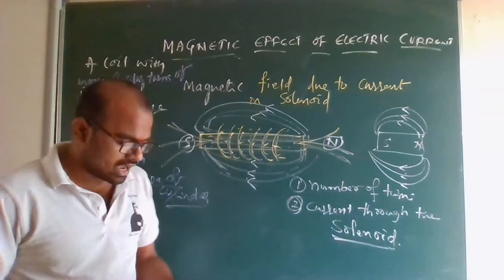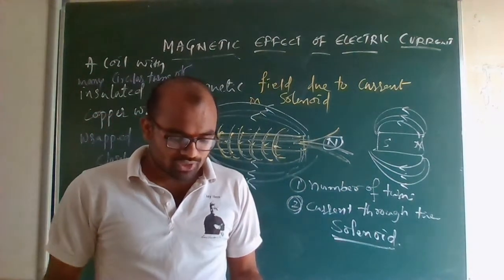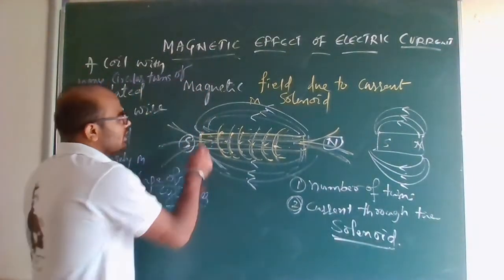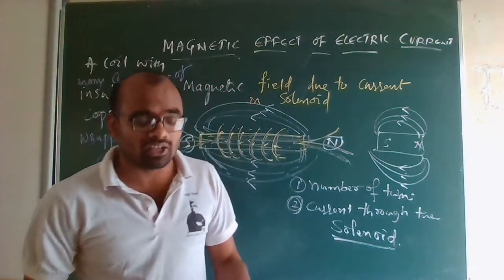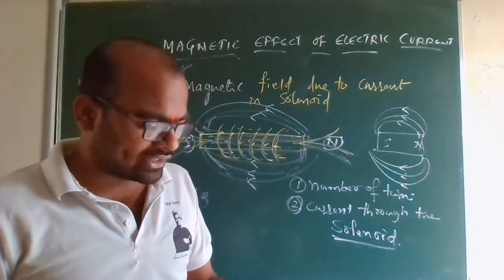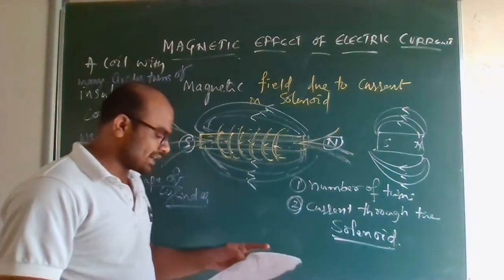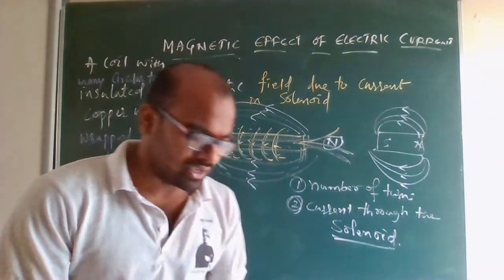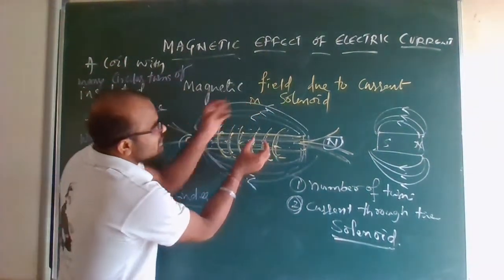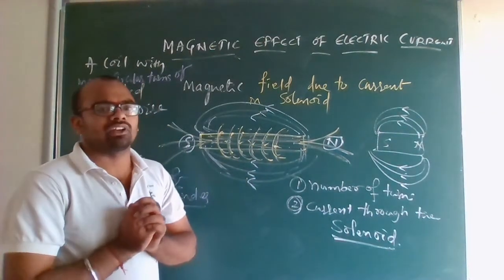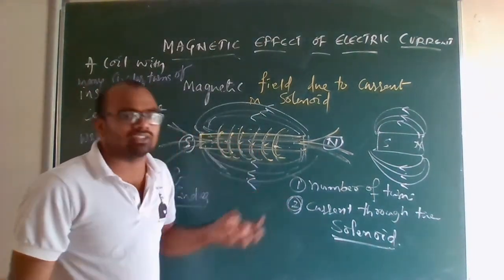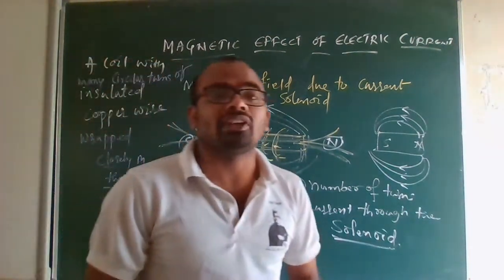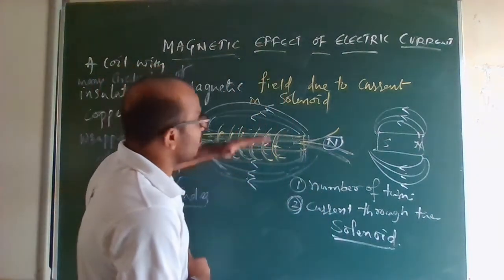Now, by producing a strong magnetic field inside a solenoid, magnetic materials can be magnetized. A magnet formed by producing a magnetic field inside a solenoid is called an electromagnet. Here, by putting some magnetic material like iron and other similar materials, we can turn the magnetic material into a magnet.